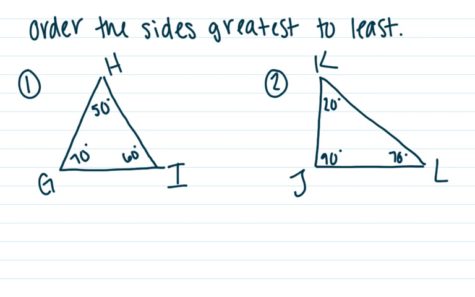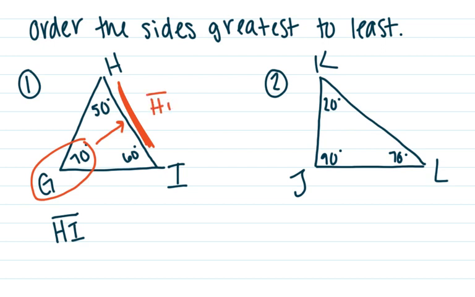So the instructions here for this one says order the sides greatest to least. Again, I have no side information here on number 1. I have no idea how long side GH of this triangle is. So I have to look at the angles. The biggest angle in this triangle is angle G at 70 degrees. The side that corresponds with that angle is the one that is across from it. So that's going to be side HI. That tells me side HI is going to be the biggest side.